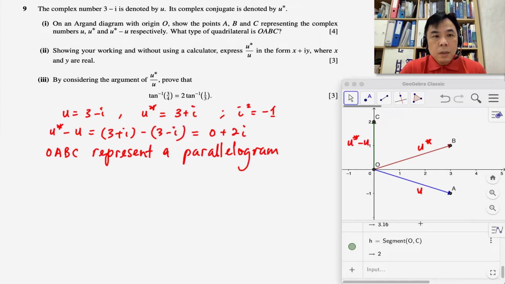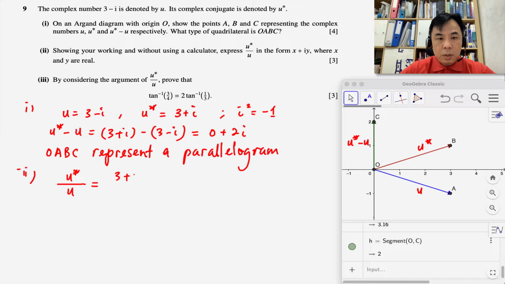Then the second part, showing your working and without using a calculator, express the ratio between the complex conjugate and its complex number, and then we need to represent this in this particular form. So therefore, let's look at the second part. The second part is quite direct. It's just the complex conjugate over its complex number. The complex conjugate is 3 plus i, then this is 3 minus i here.